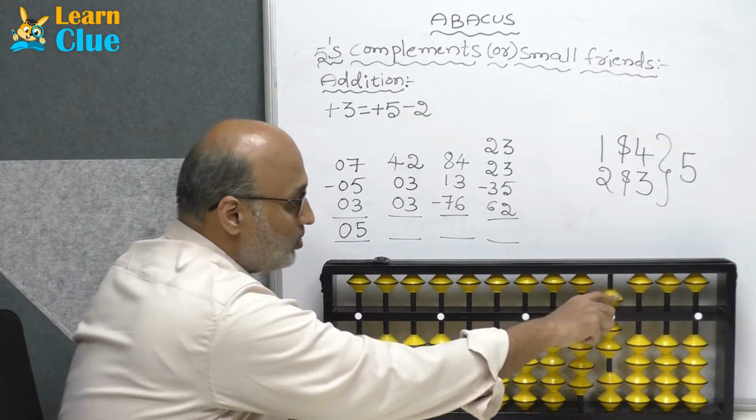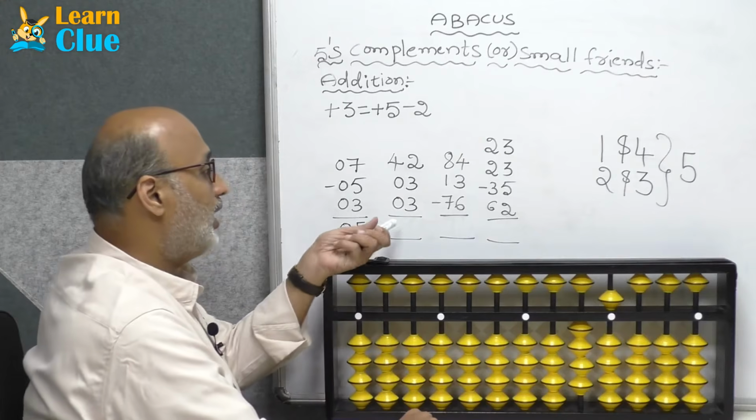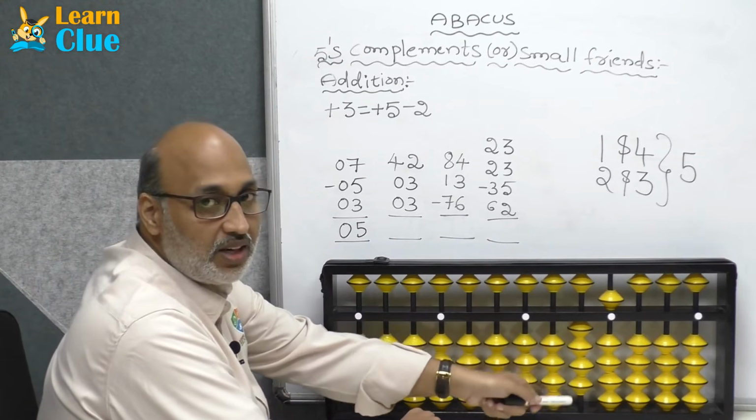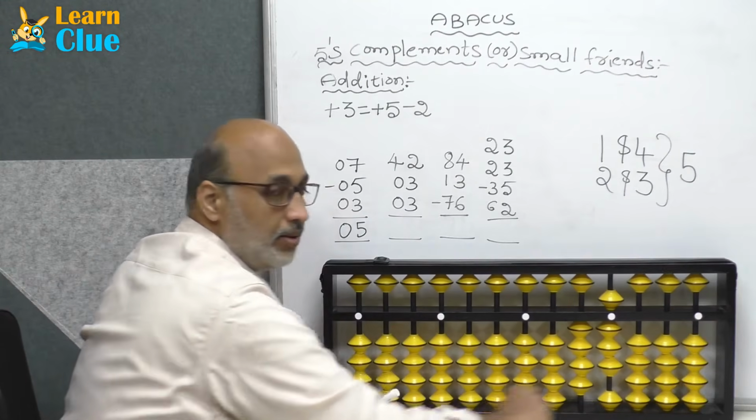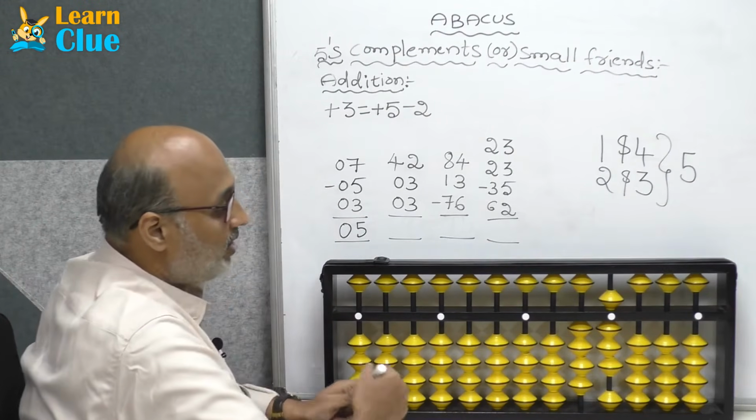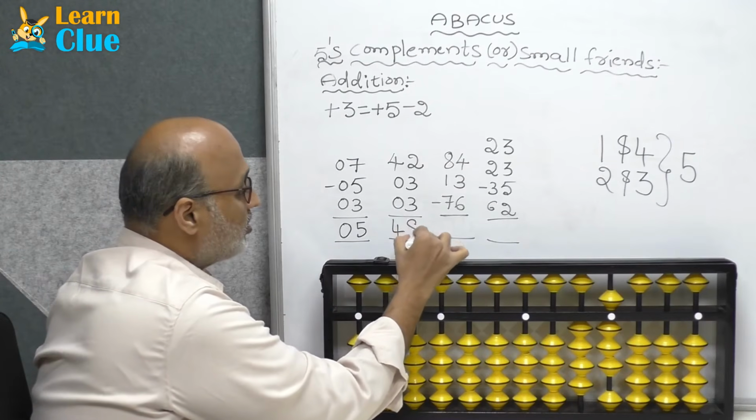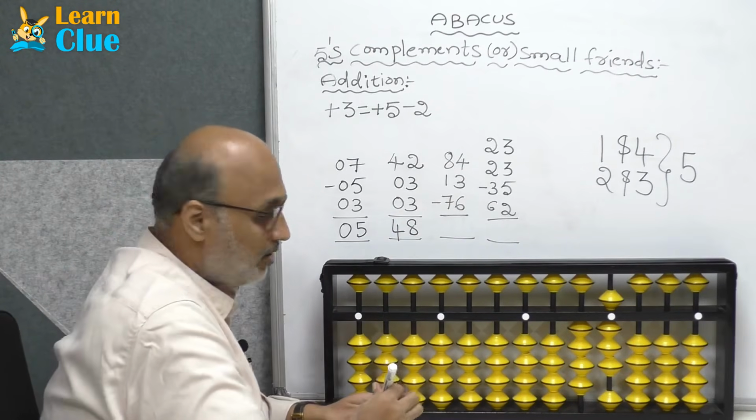2 again. Plus 5 minus 2. Again they are asking plus 3. Do we have beads over here to do plus 3? Yes. Plus 3. Now tell me what is the answer? 48 is the answer. Right.